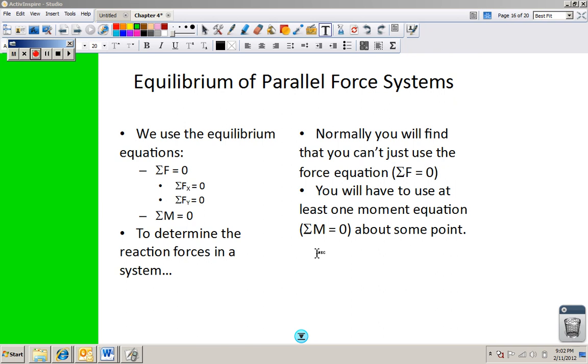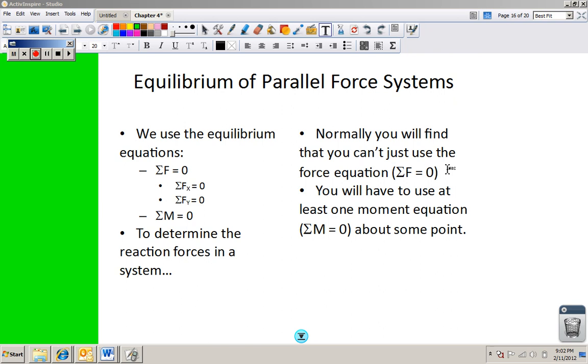Okay, so now we're talking about the equilibrium of parallel force systems, and we have the same equilibrium equations. The sum of the forces is equal to 0. So the sum of the forces X is equal to 0, the sum of the forces Y is equal to 0, and the sum of the moments is equal to 0. And we need to find the reaction forces at connections.